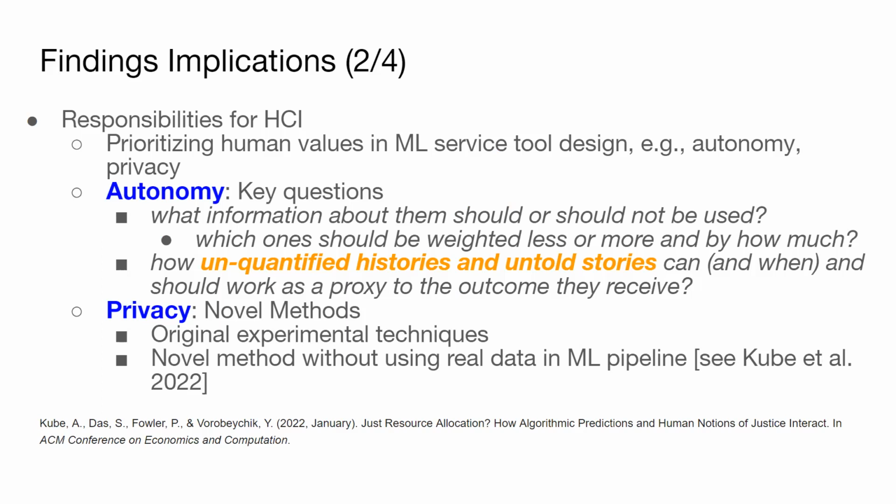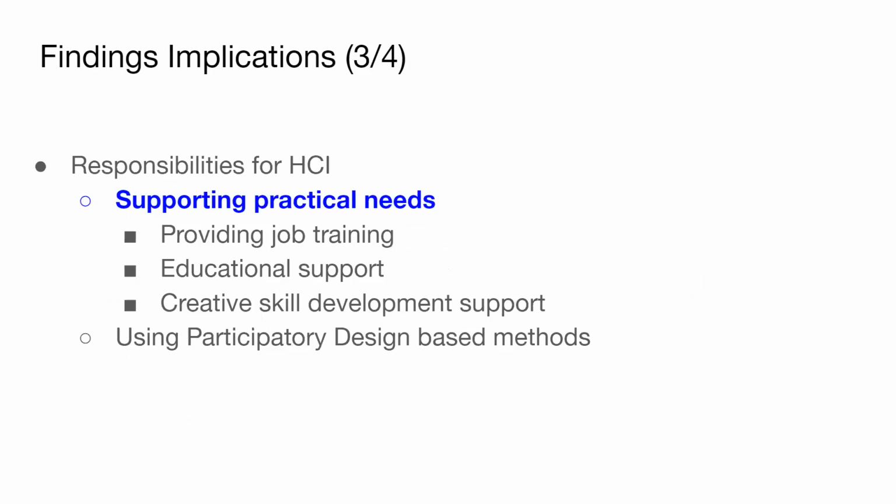Homeless clients' privacy can also be protected by using novel experimental techniques that do not rely on real data used in the ML pipeline. Finally, HCI can support homeless clients by providing them with practical job training, educational support, and creative skill development support. Existing design methods such as participatory design and others can be used for these purposes.